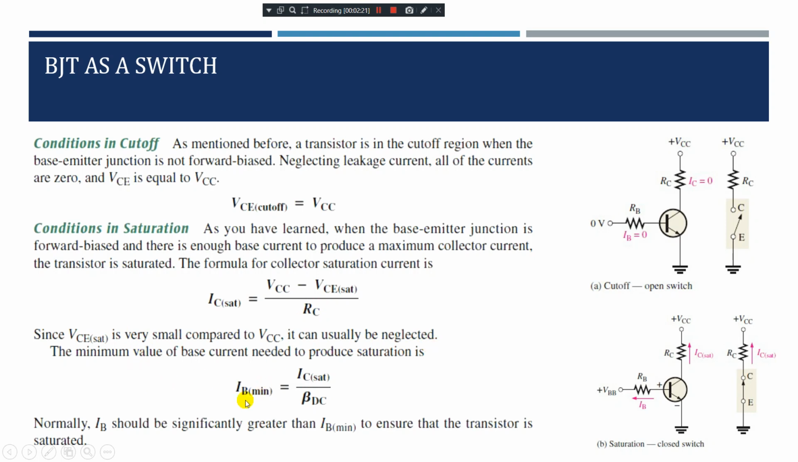IB, the current flowing through the base of the transistor, is given by IC divided by beta DC. Always you have to see that IB should be greater than IB minimum. Significantly it should be greater for the transistor to be in the saturation region or active region.